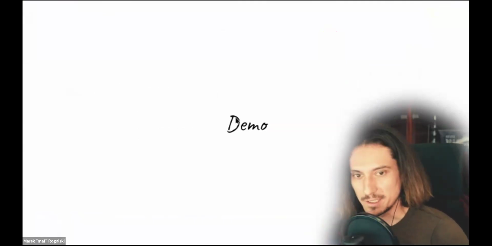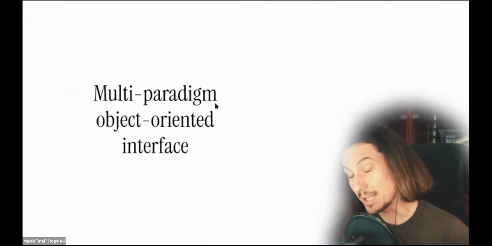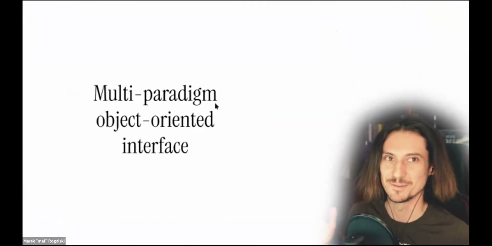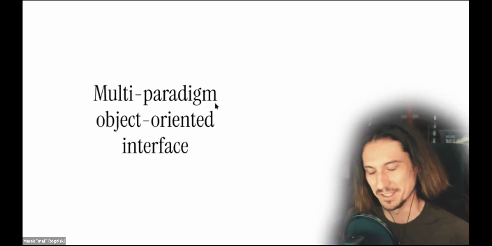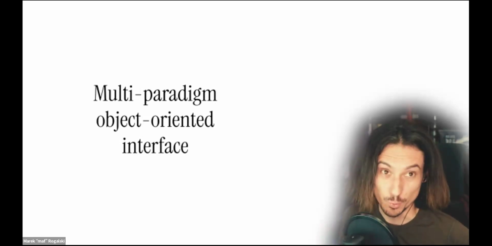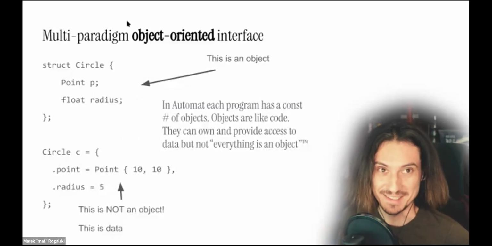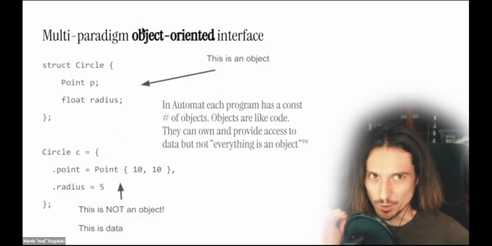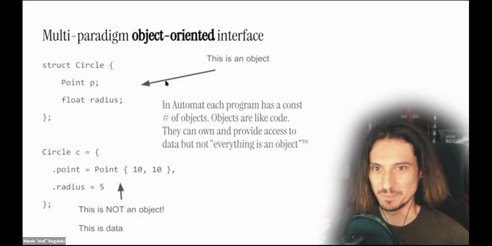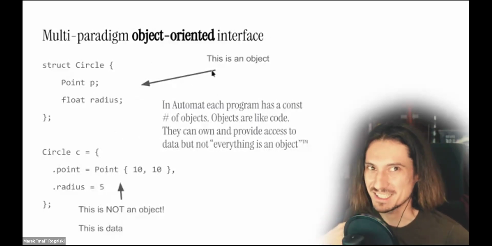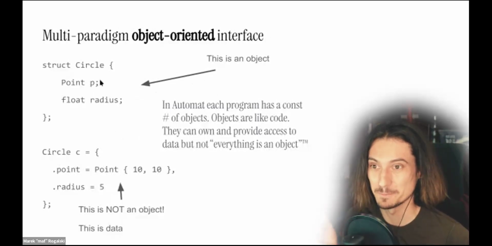So the key idea here is that I will talk about some kind of key idea. There is no single key idea, right? If I would summarize Automat as a single sentence, it would be a multi-paradigm object-oriented interface. Let's start with object-oriented, because we all learned about what object-oriented means. I actually mean it here in a very specific sense.